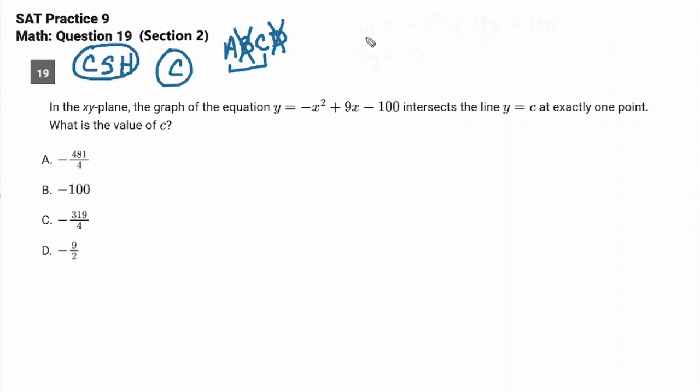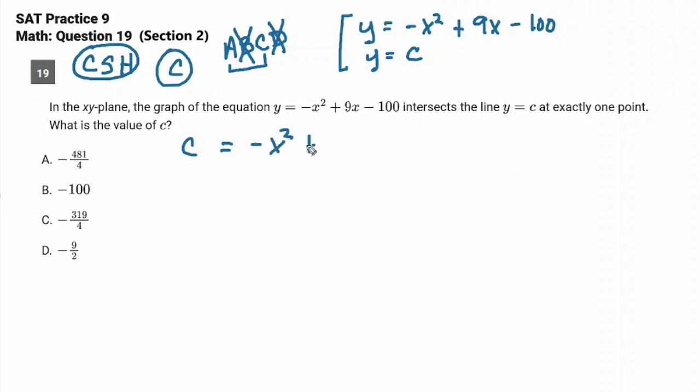There's two equations here. You can skip this step, but think about it. If y is this thing and y is this thing, what are these two things? They're the same. So you should start by saying c equals negative x squared plus 9x minus 100.